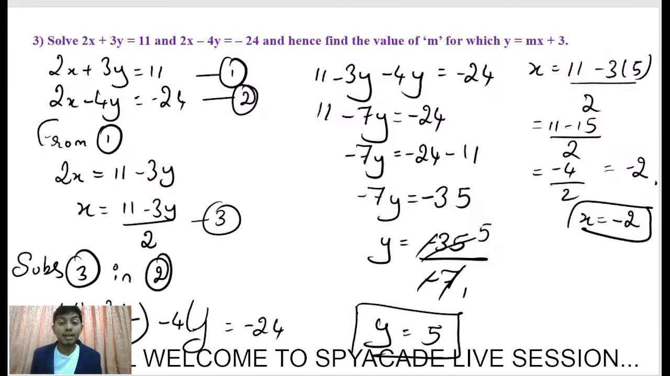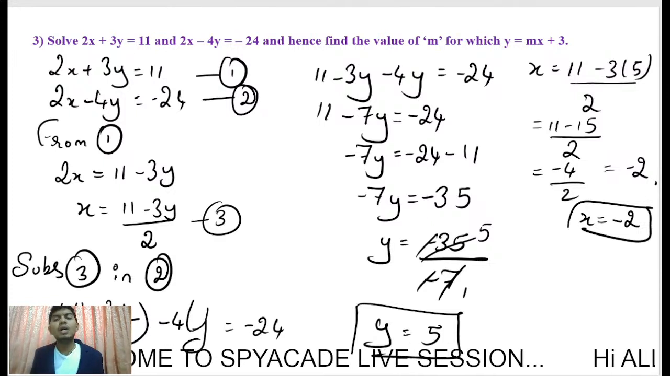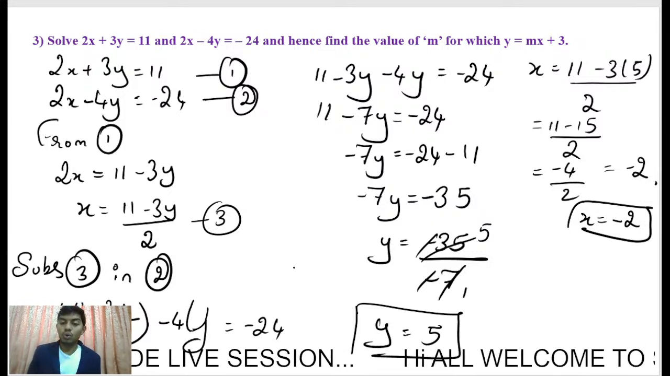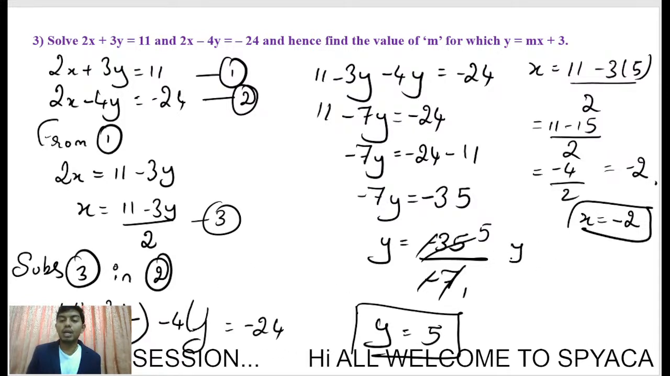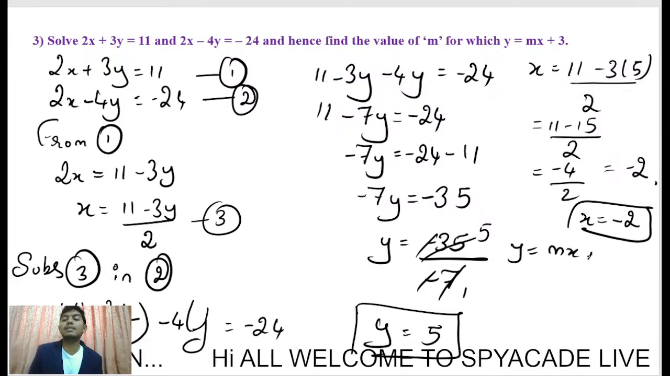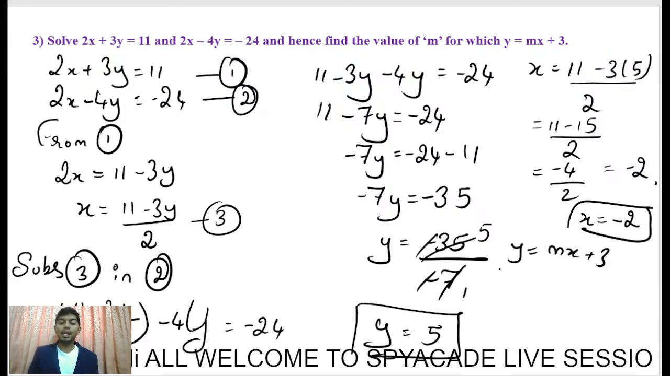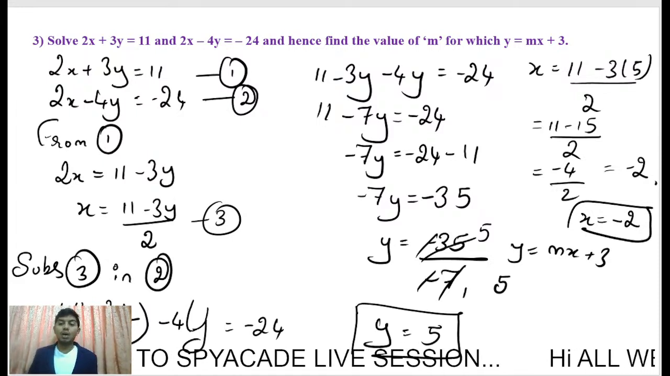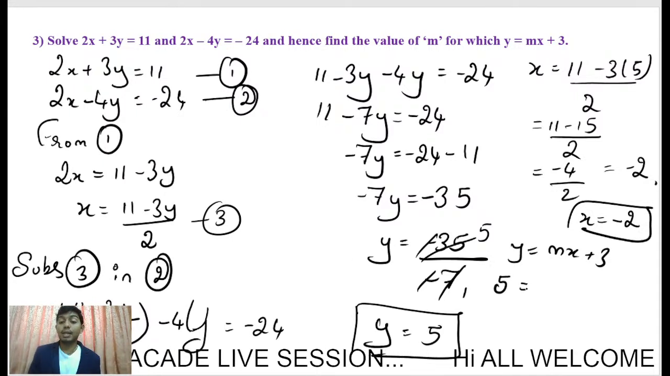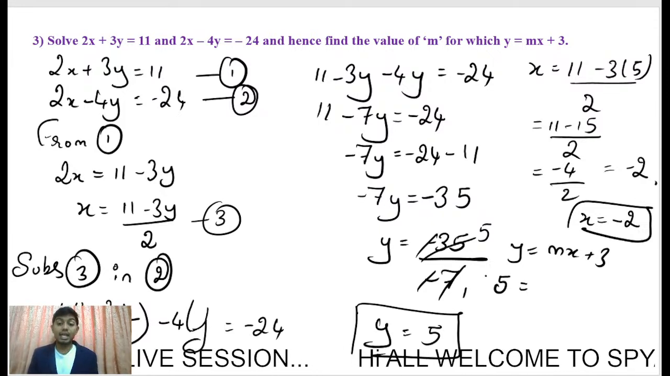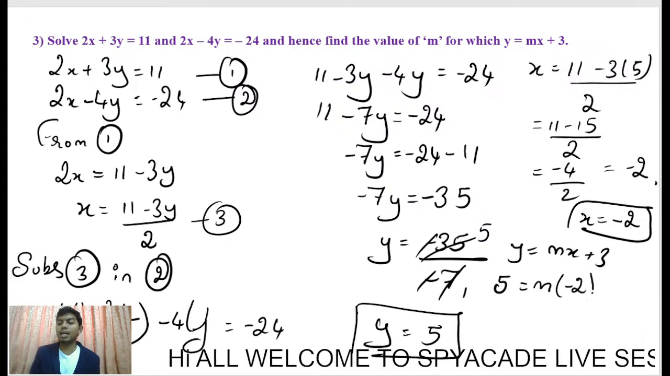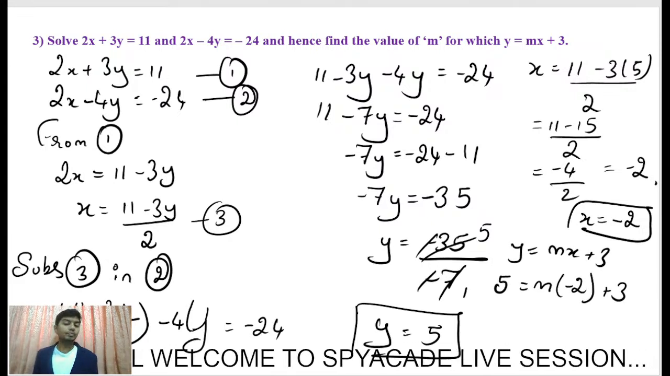But in the question, what they have asked is, find the value of m for which y is equal to mx plus 3. So here in this equation y is equal to mx plus 3, in the place of x we have to put minus 2, and in the place of y you have to put 5. And then let m be as such, with 3.